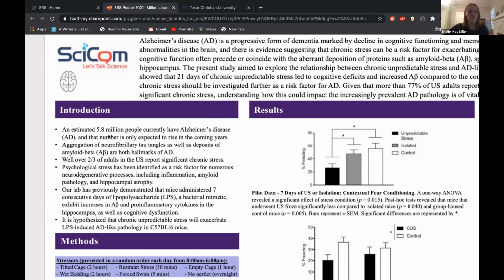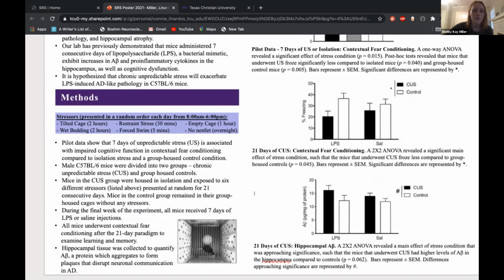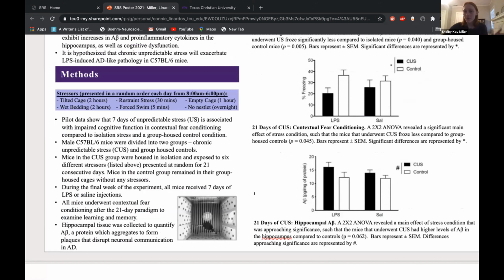Or I'll actually take over the methods, Evan. So let me go ahead and scroll down to the methods for you all. Before I directly jump into the methods, I wanted to discuss a little pilot study that our research lab had previously done that we used as a model to then jump into the experiment that I will introduce to you all in a second. The pilot data that we produced showed that 7 days of unpredictable stress is associated with impaired cognitive function in contextual fear conditioning. So this is looking at unpredictable stress, but we wanted to take this 7-day paradigm and move it into looking at chronic unpredictable stress.